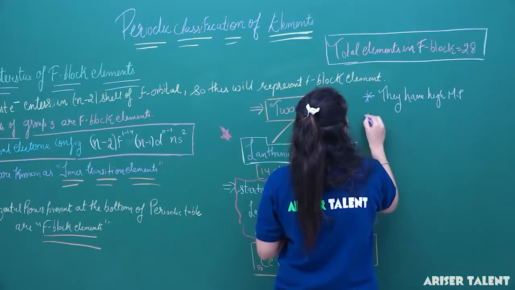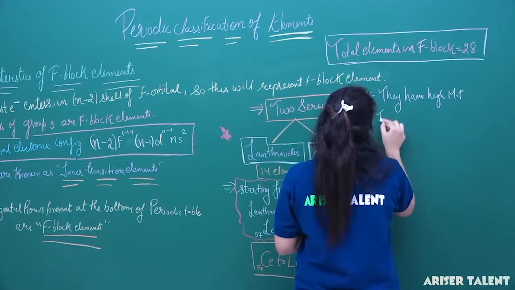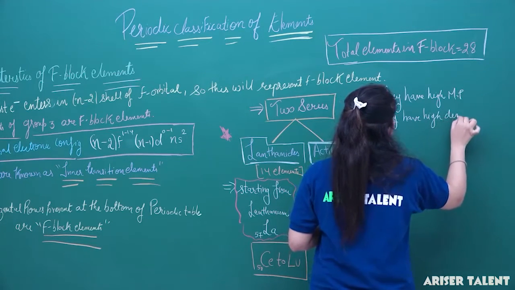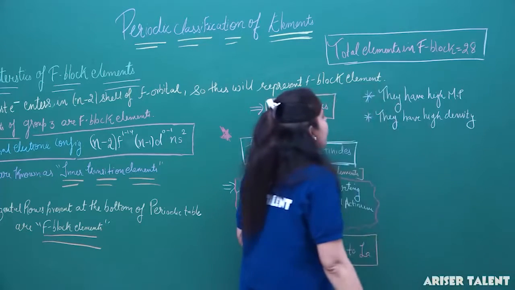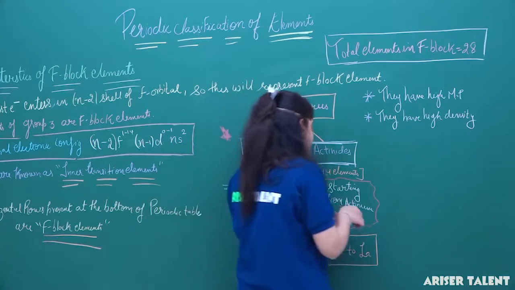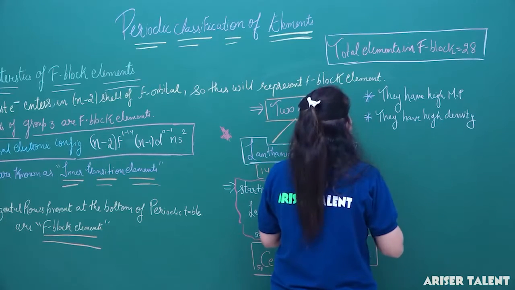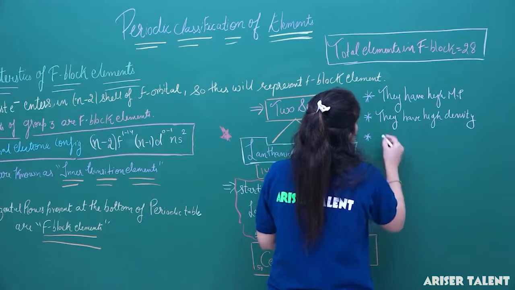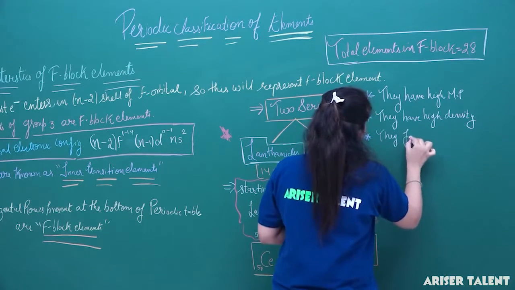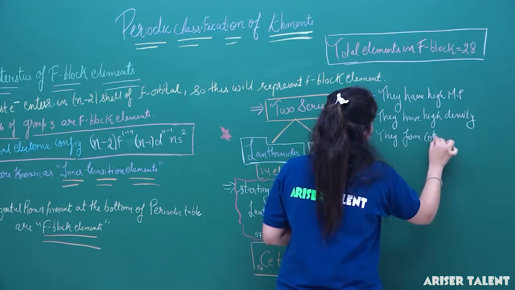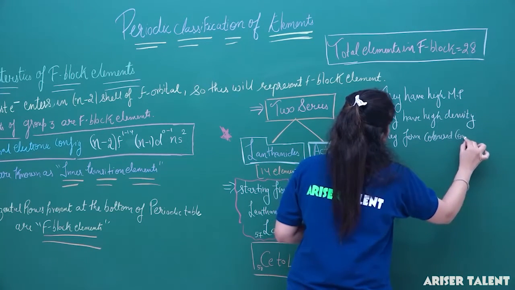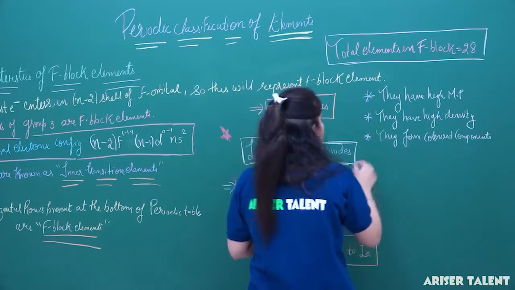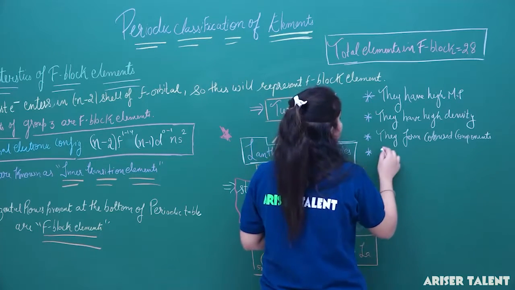The second point is, they have high density. The density of such compounds is again very high. Next thing about these F block elements is, they form colored compounds. And the next point is, they again show variable oxidation states.